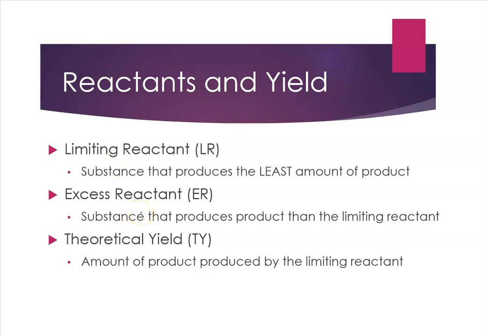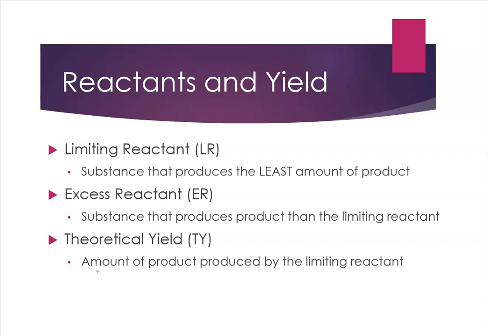If you only have two reactants, then one is limiting, one is excess. If you have more than two reactants, then you have a limiting and you have multiple excess reactants. There's also a scenario where you don't have a limiting or an excess reactant because both give you the same amount of product. The amount of product that you make is called the theoretical yield. So the theoretical yield is the most amount that you can make, given by the least amount that's produced.